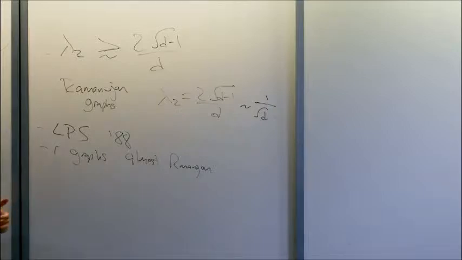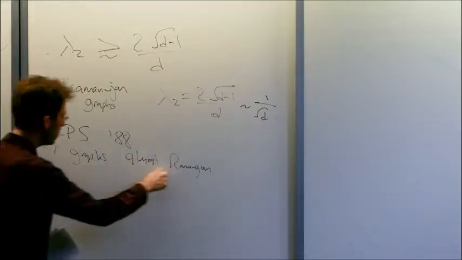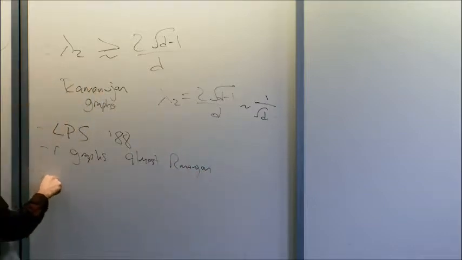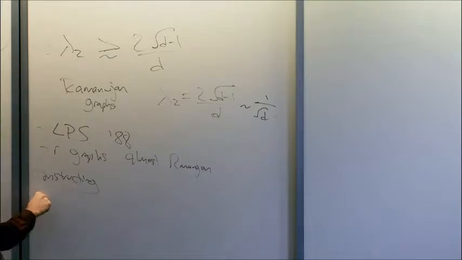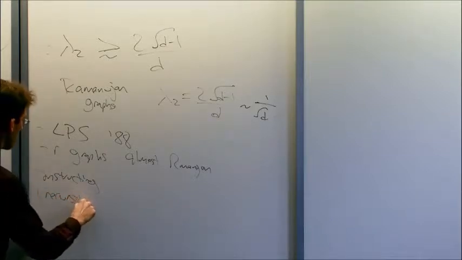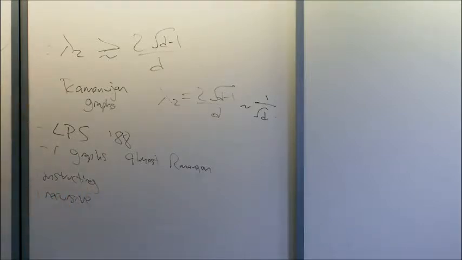There are a number of constructions of this. I guess the LPS one is one. There's one by Margulis, which is a relatively simple group theoretic one. And I guess there are two main techniques for constructing them. One technique is to use recursion, so basically to take a small graph and build up bigger ones from that.